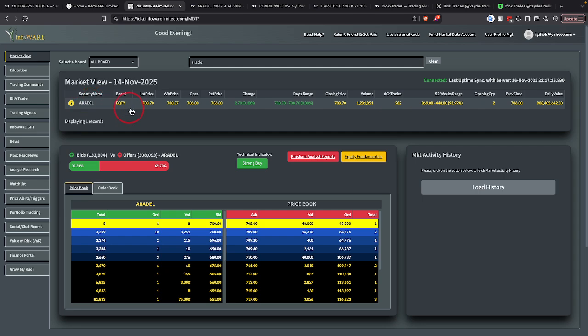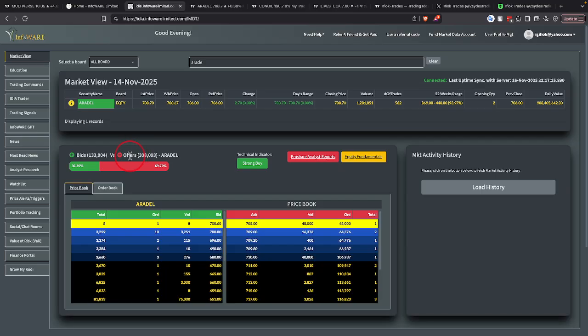So for Aradel, the last price was 708.7. Its opening price was 706. And this is the change in price, and then you can see the daily value of what was traded in Aradel. But that's not the part we're interested in. We're interested in the bids over here and the offers. Now I'll try and explain what offers and bids stand for and how they can benefit you so that you don't lose money, and so you can understand the sentiments in the market about the shares that you are holding. Okay, so this is Aradel.